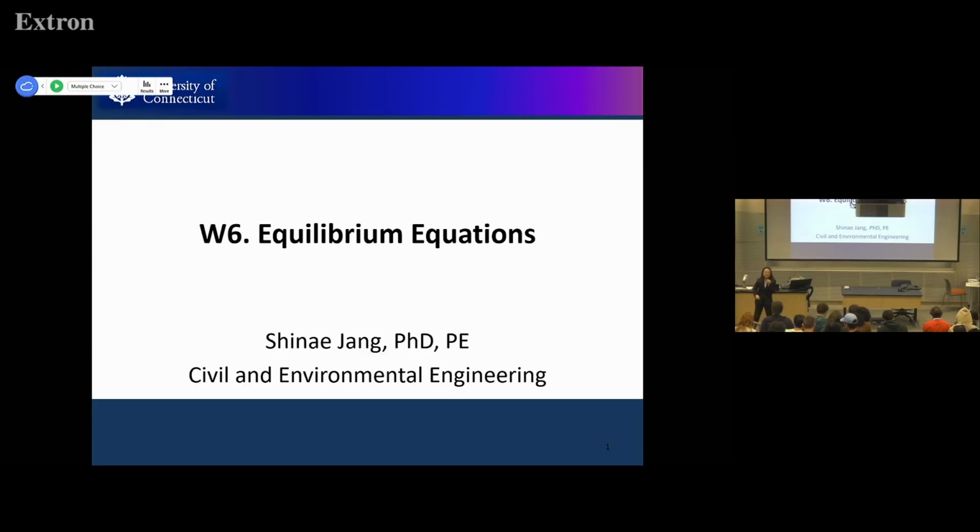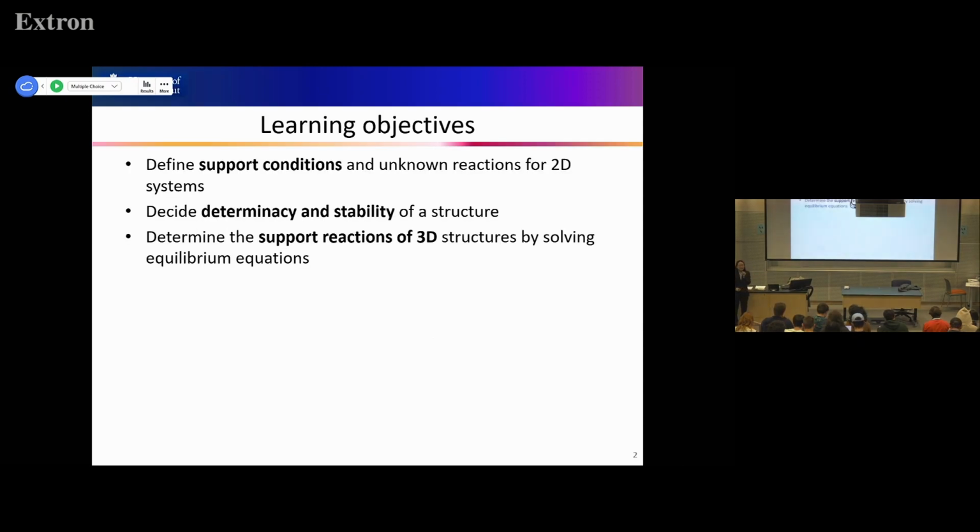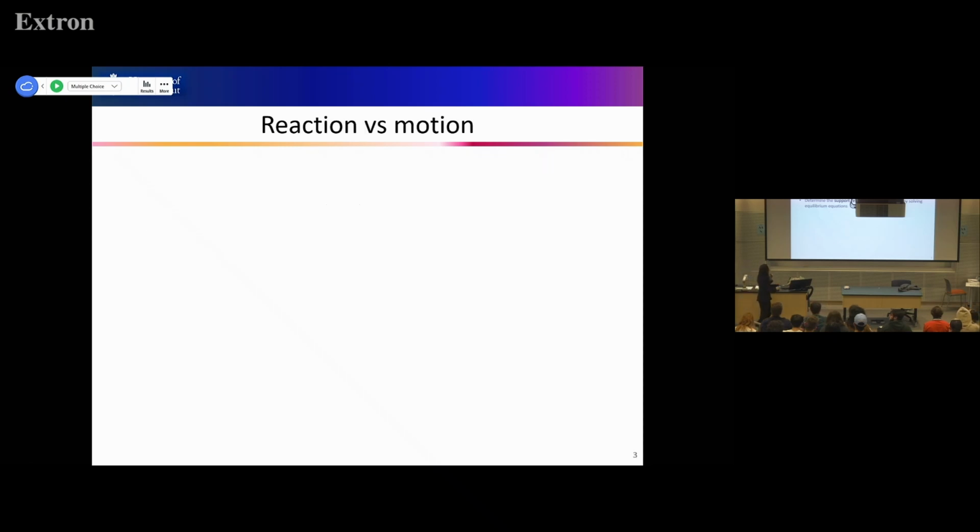Let's start our first part. So today's topic is equilibrium equations, meaning 2D and 3D. So we'll define support conditions and then unknown reactions for 2D systems and 3D systems as well. And then decide determinacy and stability of a structure and calculate the support reaction of 3D structures by solving equilibrium equations. So the third problem is definitely the most difficult and comprehensive topic today.